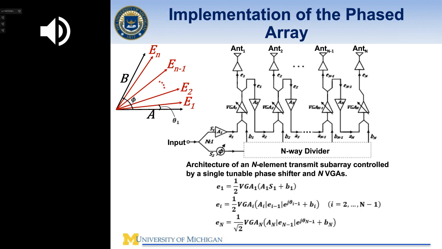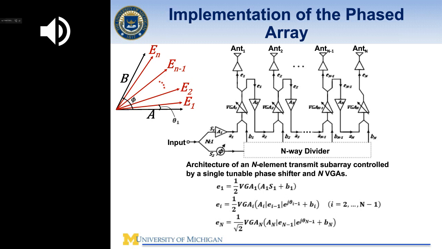is shown here. We have the input signal divided into two paths. One goes through an amplifier, one goes through a phase shifter. The signal that goes through the phase shifter goes through an N-way divider. So this is a 1-to-N divider where output signals B1, B2, up to BN have the same amplitude, so it's an equal amplitude divider.